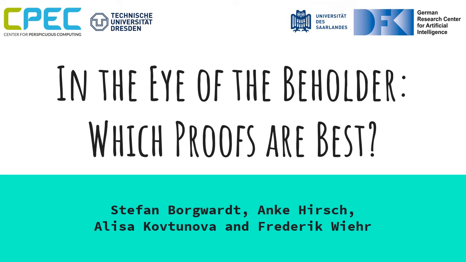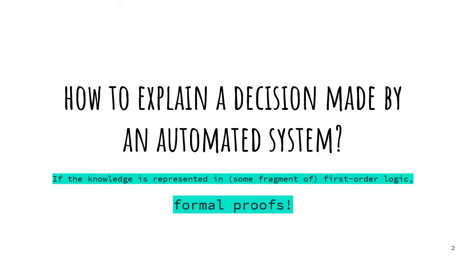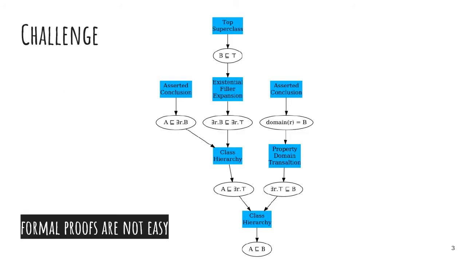We are a small research group from Dresden University and Saarland University, and we work in a huge project called CPEC, Center for Perspicuous Computing. We addressed the research question: how to explain a decision made by an automated system. If a system is logic-based, then we know we can use a formal proof to explain its decisions.